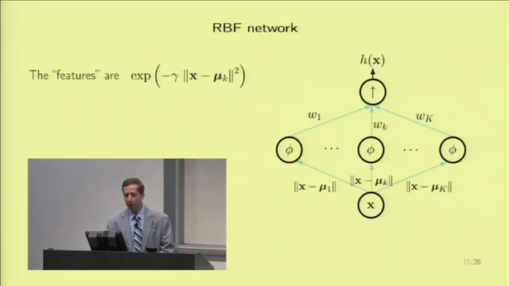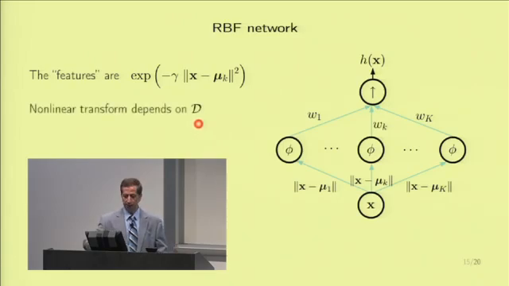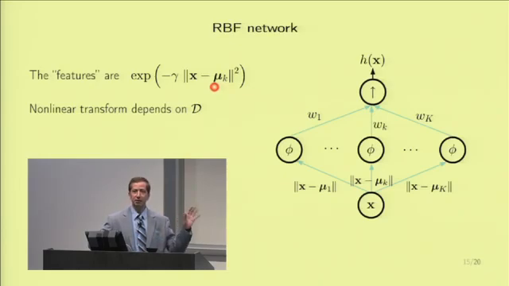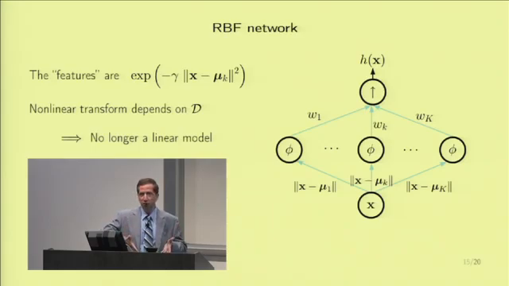Now, if you look at these features, they depend on D. Mu in general are parameters, okay? If I didn't have this slick Lloyd's algorithm and k-means and unsupervised thing, I need to determine what these guys are. And once you determine them, the value of the feature depends on the data set. And when the value of the feature depends on the data set, all bets are off. It's no longer a linear model, pretty much like a neural network doing the first layer, extracting the features, okay?